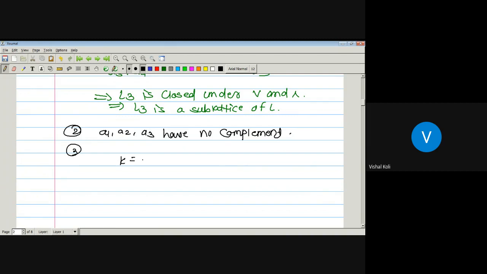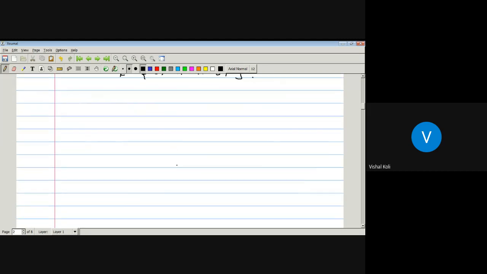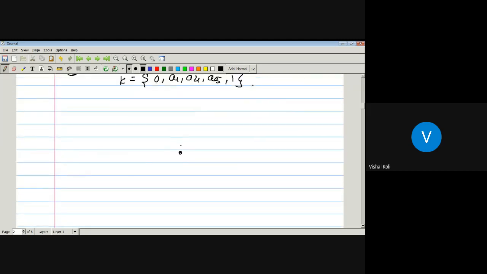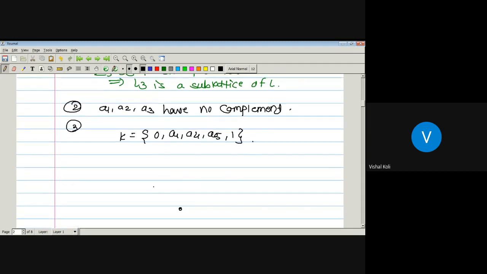Let us take K to be the subset having elements 0, A1, A4, A5, and 1. Let us draw the Hasse diagram. Here somewhere will be 0. Here is A1, A4. Here somewhere is A5 and here will be 1.